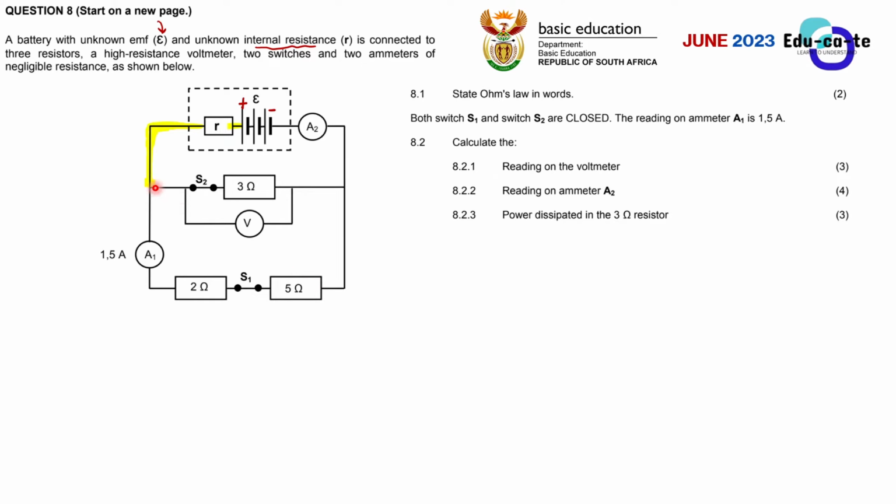So if the current splits, there's a current division there. Once the current divides, it means that we've got a parallel combination. I'm going to use different colors now. The current that splits and goes to this 3 ohms resistor is the blue current. It will flow through the 3 ohms resistor if switch S2 is closed. The other current will flow down here to the 2 ohms resistor, then to the 5 ohms resistor, then comes back again here. And then this blue current and this green current will combine again.